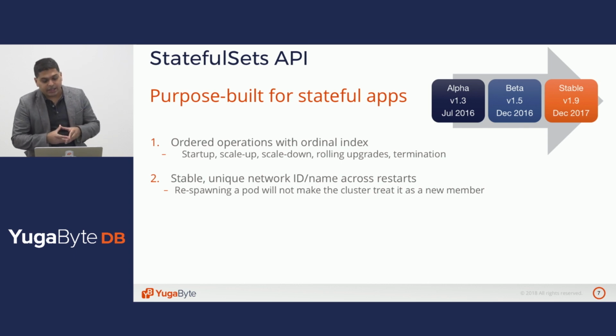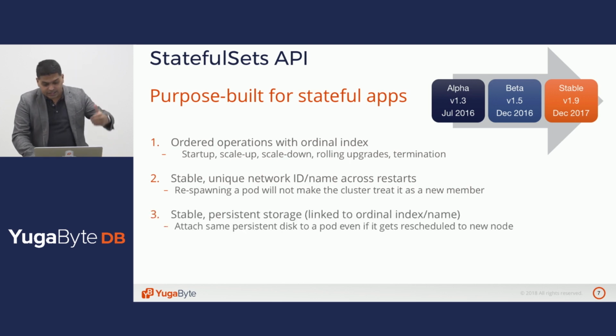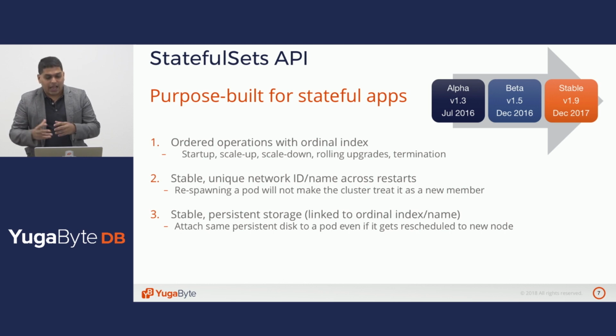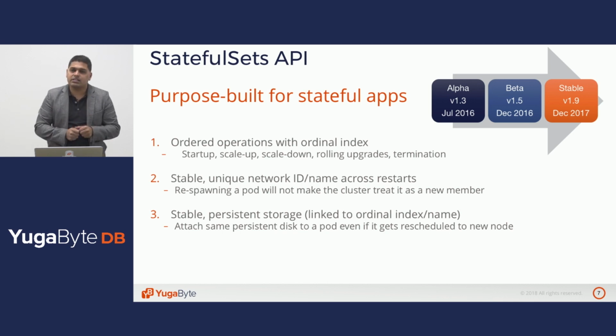Each of the pods that get created has a unique identifier, so that if we have to respawn a pod, it will not lose its identity, and the cluster will not treat it as a new member. It will be the same member because it has data attached to it. And coming to the data attached, there's the need for stable persistent storage. It's linked to the ordinal index and name, and you can ensure that the same persistent disk gets attached even if the pod gets rescheduled in a different network, assuming the persistent storage mechanism is a network storage mechanism.